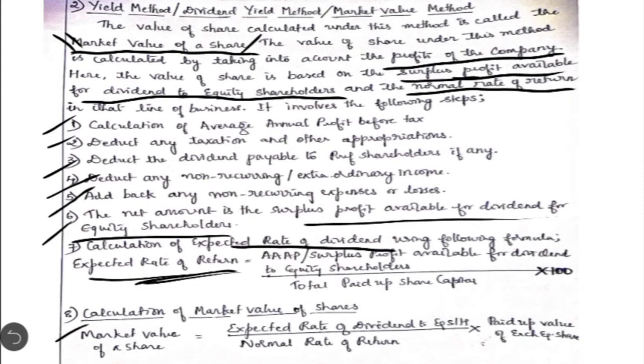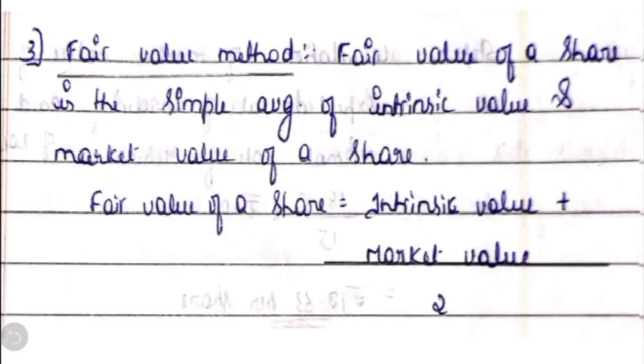So the formula is market value of the share is equal to expected rate of dividend available for dividend to equity shareholders divided by normal rate of return into paid up value of each equity share. So we have to take into consideration what is the paid up value per equity share. So these are the steps in which we are going to calculate the market value of shares. So let us take up the first question here.